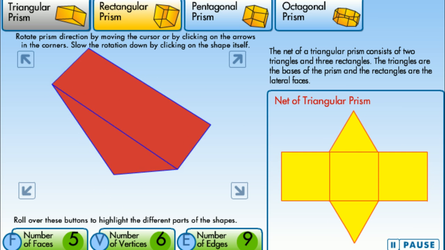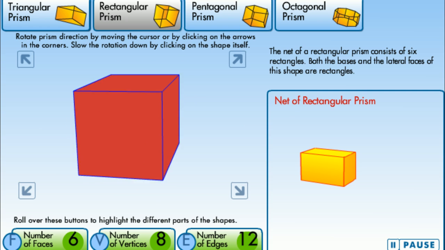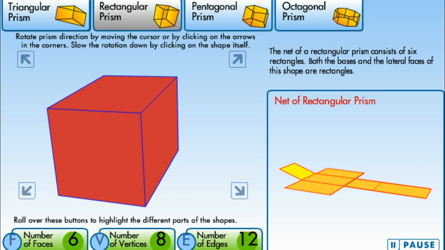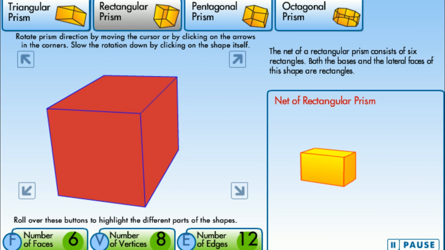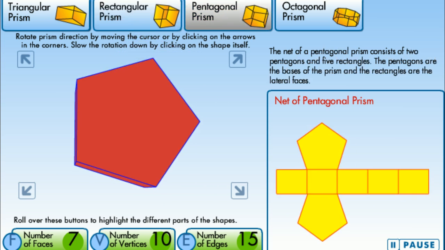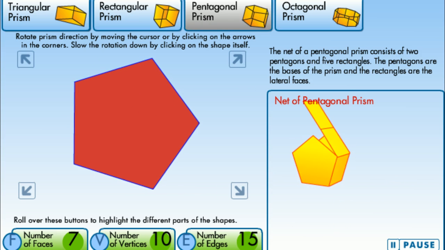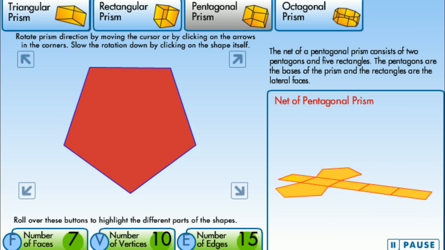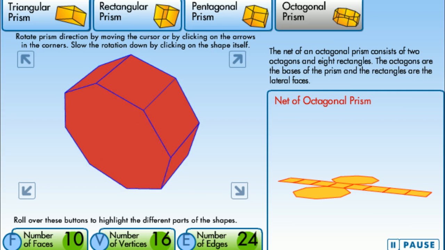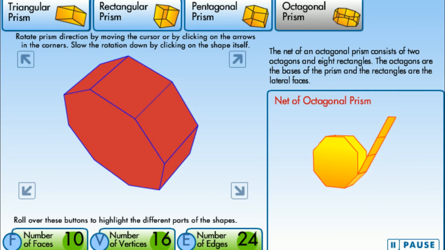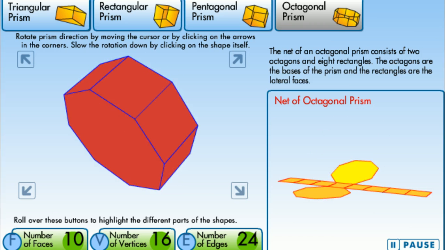Now we could also look at a rectangular prism. When its net is opened up, it has these two rectangular bases, so it will have two rectangles that are connected by four more rectangles. So we have 6 rectangles in all. A pentagonal prism will have 2 pentagonal bases, and they will be connected up with 5 rectangular faces. And an octagonal prism has 2 octagonal bases that are connected up with 8 rectangular faces.